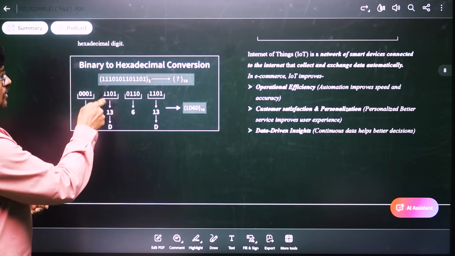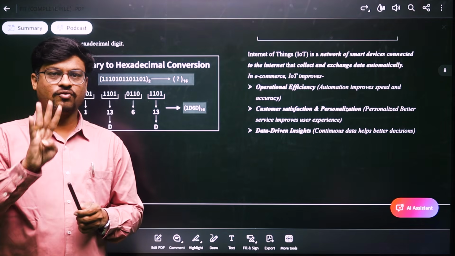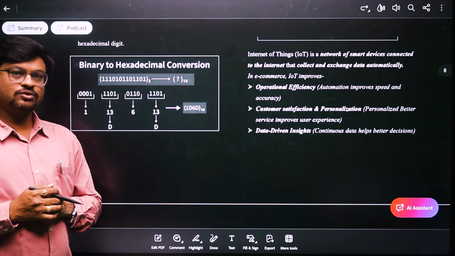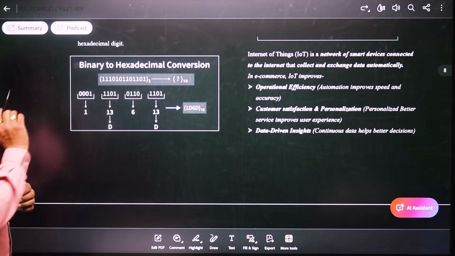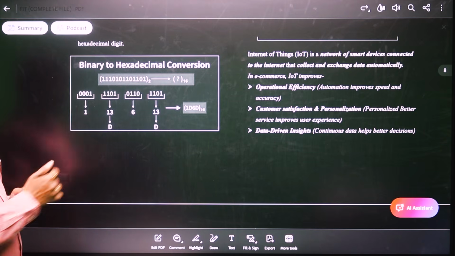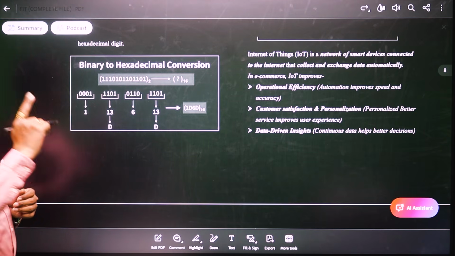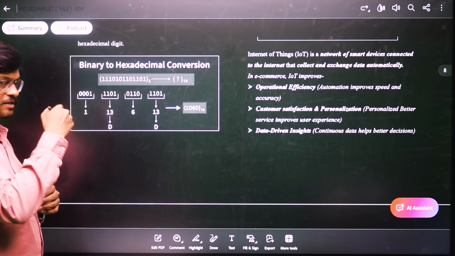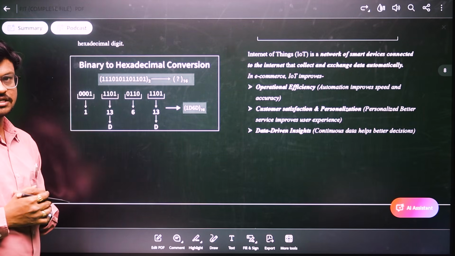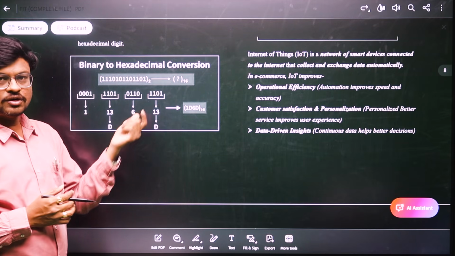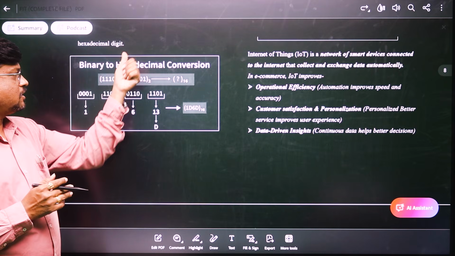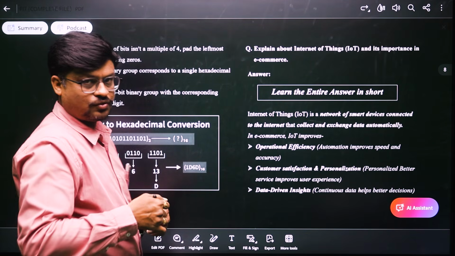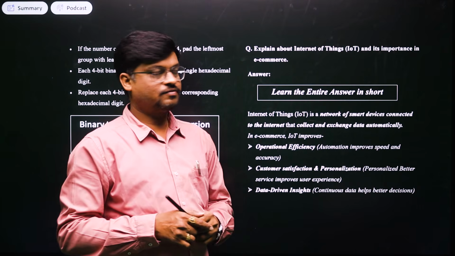Just like this, the number I have, I divided into 4 digits each. And again, as I said, just go and Google the ASCII table and you'll find this. So 0001 represents 1, 1101 represents D as per hexadecimal, 0110 represents 6. I am just converting my binary code into hexadecimal.